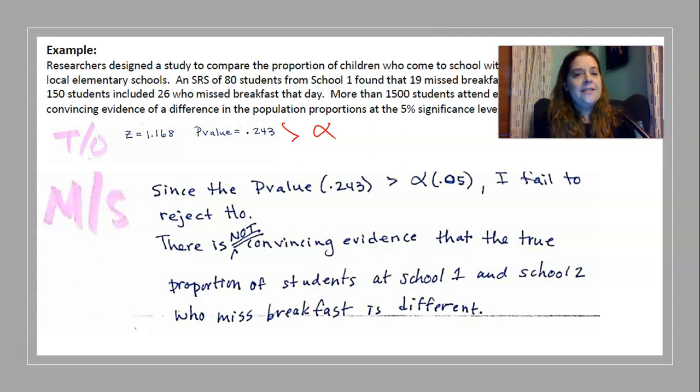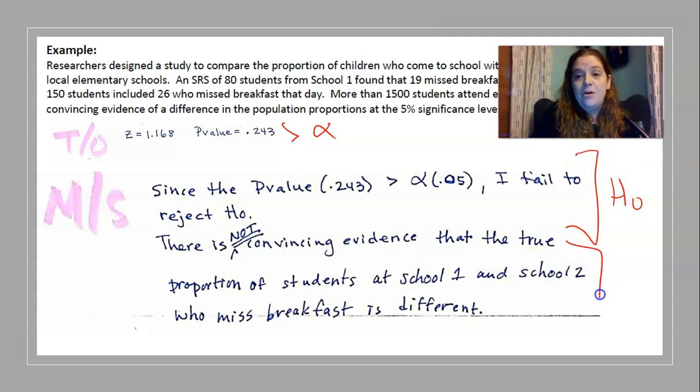All right, so since the p-value is greater than alpha, I fail to reject H0. That means I'm not convinced of Ha. So I'm not convinced that the true proportion of students at school 1 and school 2 who miss breakfast is different. I think it's plausible they could be the same, but I'm not going to say they're the same. Remember, you're always going to make this statement about H0 and about Ha, and you want it to be in context.